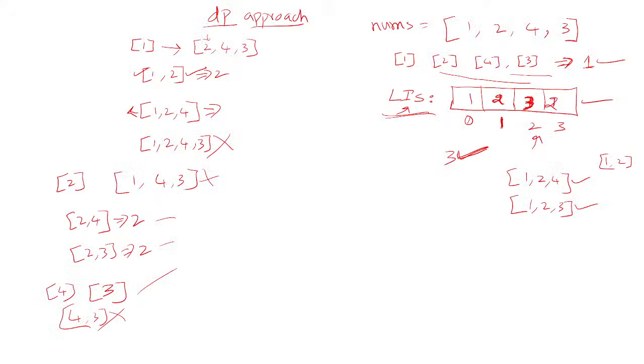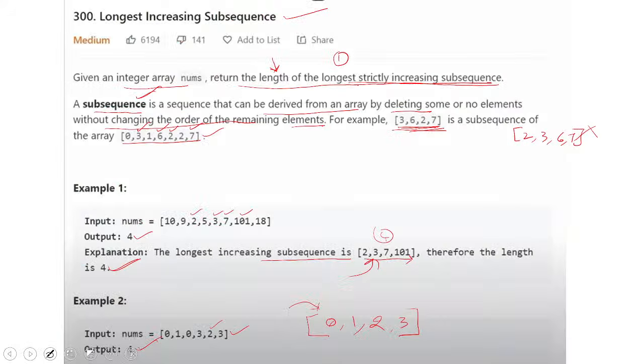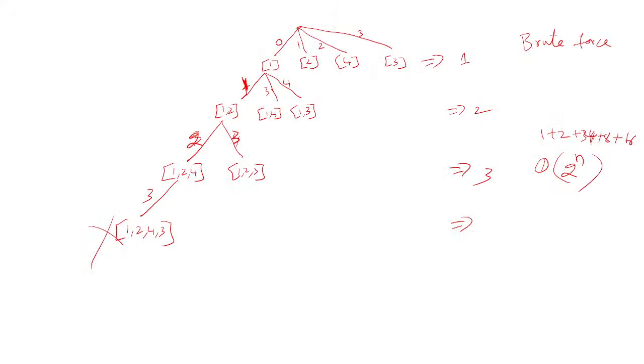Okay, but whereas in the DP approach, you need to traverse this array, and for each element you need to check with the other elements. Okay, so one loop for traversing the array, then another loop only for matching whether an increasing subsequence is found or not. Two loops we use. Okay, so this is order of n square. Order of n square is better compared to order of 2 to the power of n here.